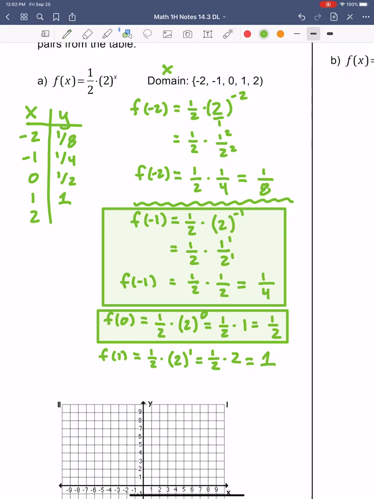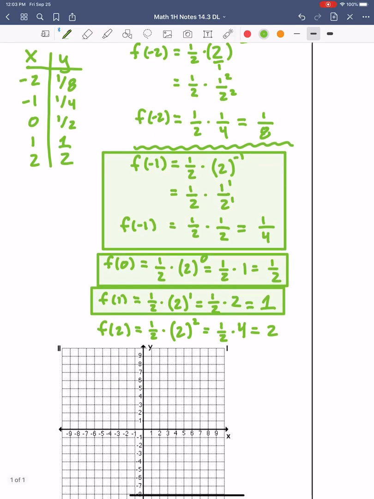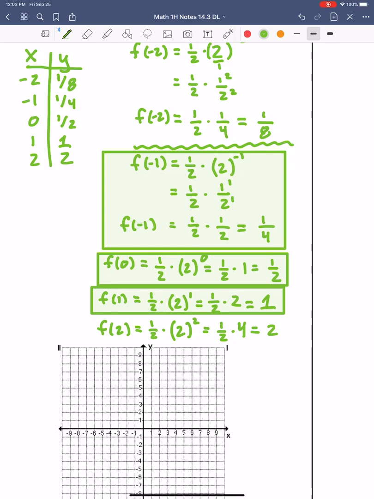And then lastly here, we're going to find f of 2. And so we've got f of 2 is going to be 1/2 times 2 squared, which is 1/2 times, well, let's see, 2 squared is 4, and then 1/2 times 4 is 2. And so we have our table there, right? And now I'm just going to plot each one of these points onto our graph. So the first one from up top on the table is -2, 1/8. So that's going to be -2 and then just barely off the line there.